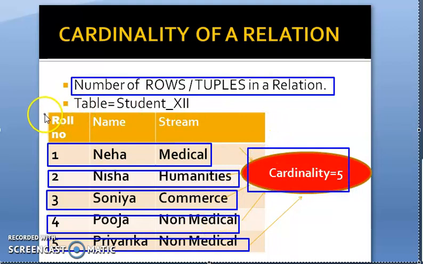You should not count the first row, because that is mentioned only for the column names. Here you should count the number of rows in the table, which is called the cardinality. So you should know that degree is the number of columns in a table and cardinality is the number of rows in the given table.